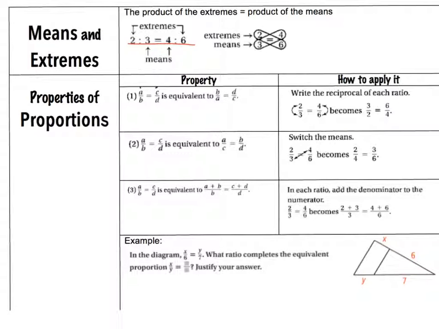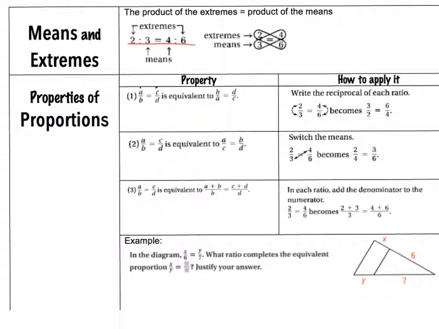The outer numbers are called the extremes, and the inner numbers are called the means. And we know through reviewing cross product that the product of the extremes is equal to the product of the means. So if you see means and extremes somewhere on a standardized test or in your homework, you know what that means. It means that if you set up proportions using the colon method, extremes are the outer, means are the inner.